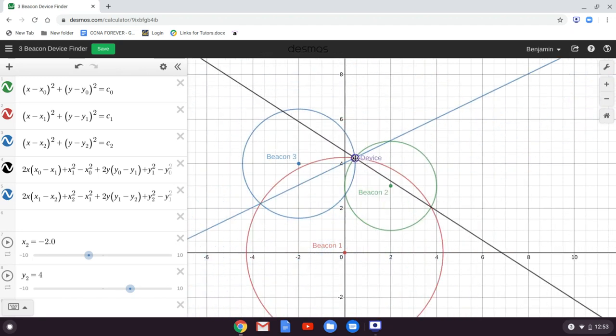This is only a two-dimensional representation, right? I'm not using spheres to represent the beacons' ability to find real distances. This is just a flat two-dimensional circle. And yeah, that's it.